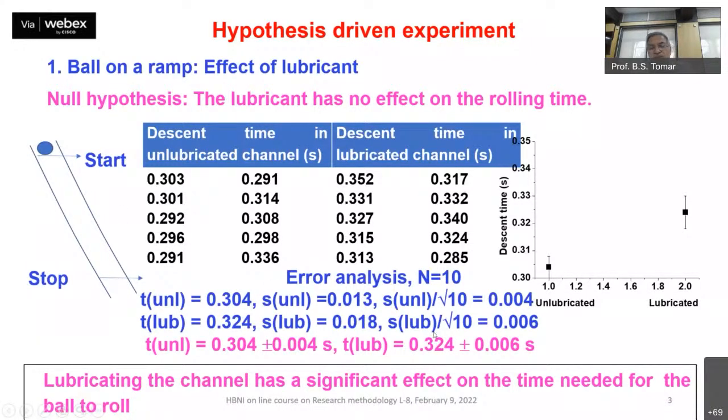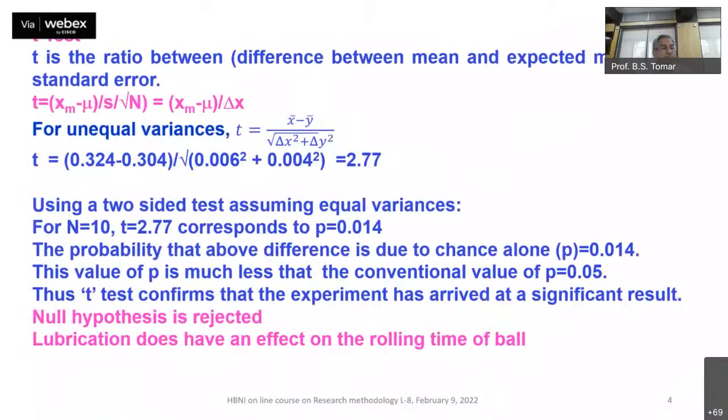But to be statistically true, you have to carry out an analysis of this data, and the analysis is done here. So what you do is the t-test. If you recollect the previous lecture on Monday, the t is the ratio between the difference between the sample mean and the expected mean, that is the true mean, and the standard error. So you get the sample mean minus the population mean upon the standard error of mean, s by root n, or you can write it as delta x.